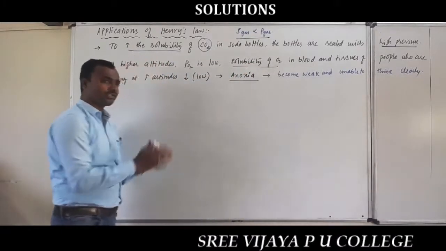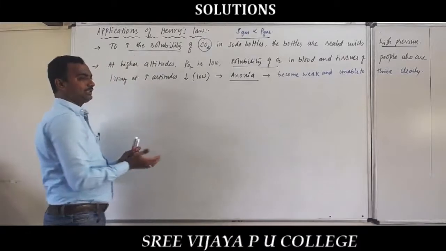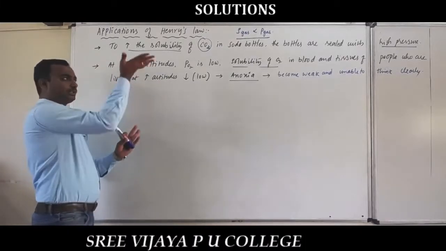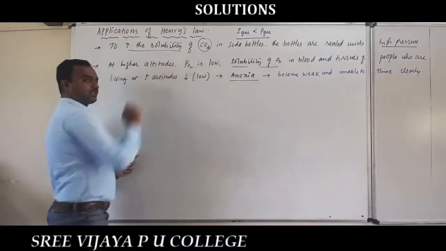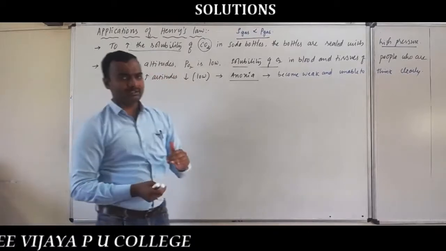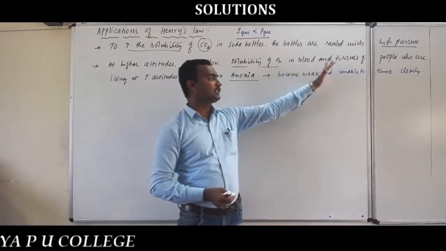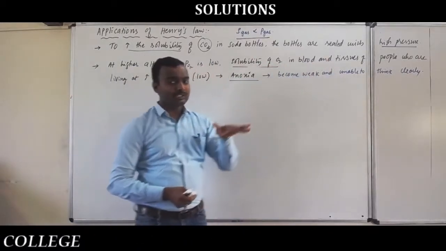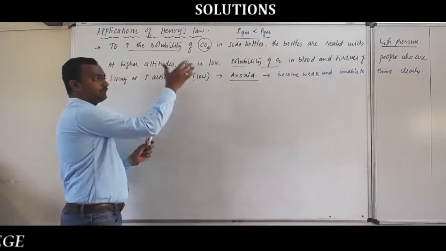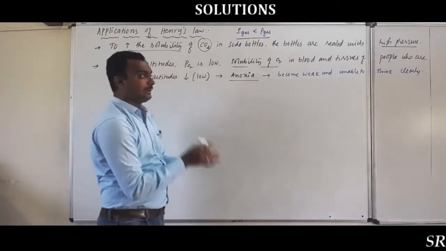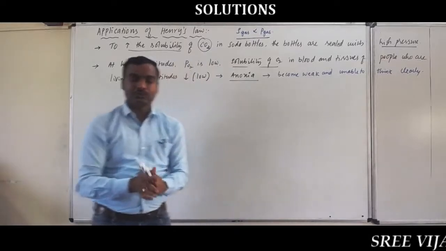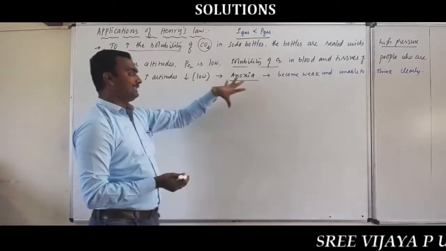At higher altitudes the partial pressure of oxygen is very low. Since the pressure is very low, the solubility of oxygen in blood and tissues also decreases. Therefore, because of the low concentration of oxygen in people who are living at higher altitudes, or in climbers, that leads to a condition.